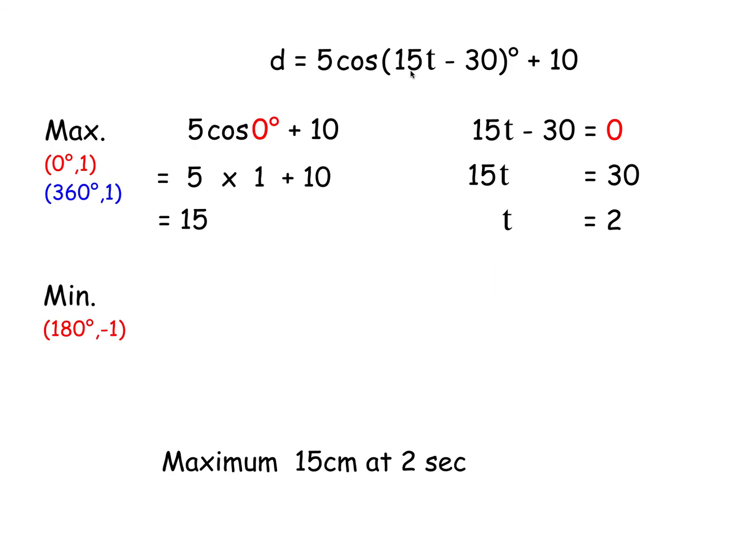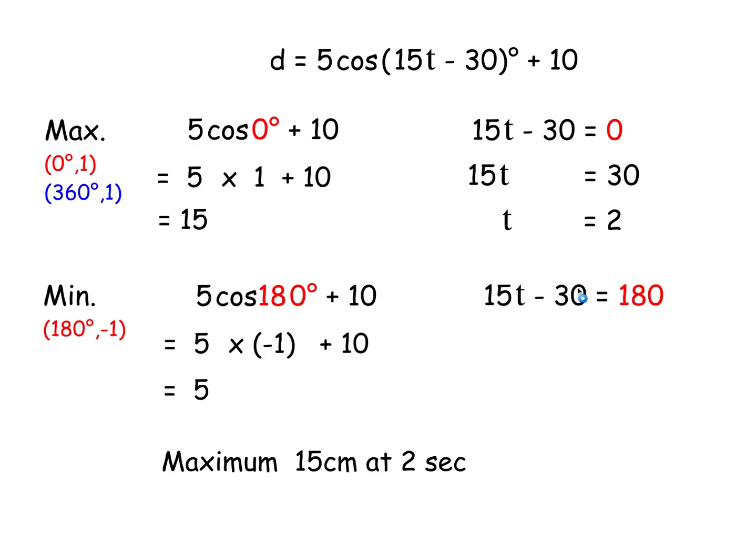The minimum, you want to make the brackets 180 degrees. So that's 5 cos 180 degrees plus 10. Cos 180 is negative 1. And that's 5. That's 5 centimetres. When does the brackets become 180? Make what's in the brackets equal 180 and solve it. At 14 seconds, the displacement's 5 centimetres.